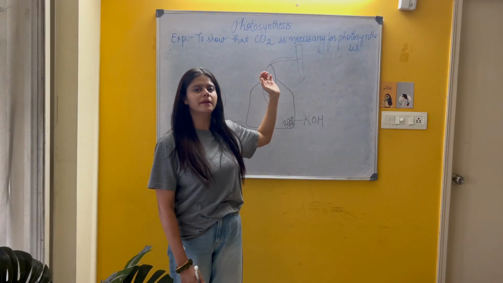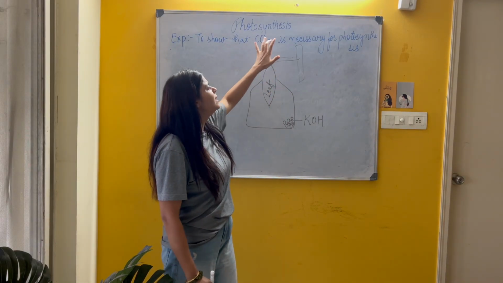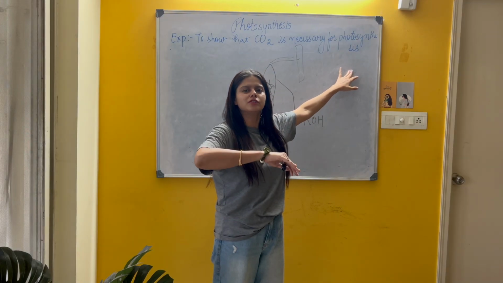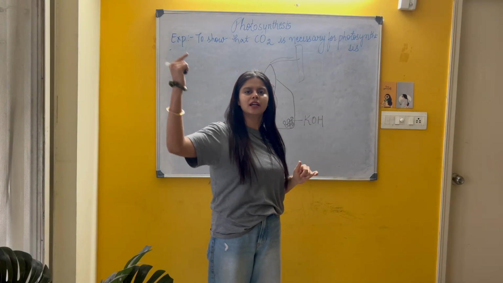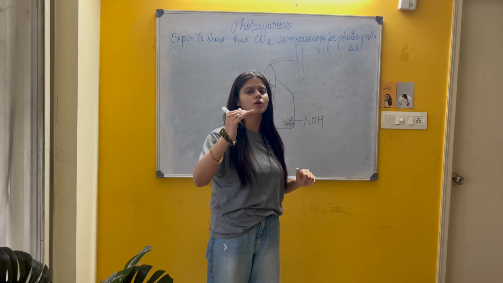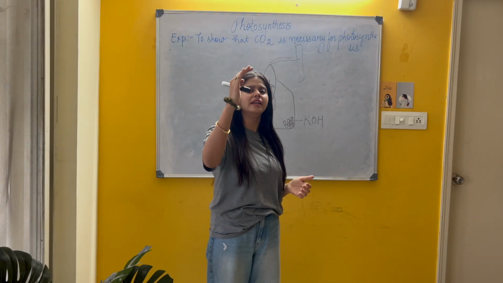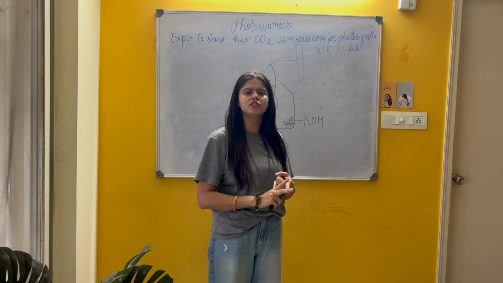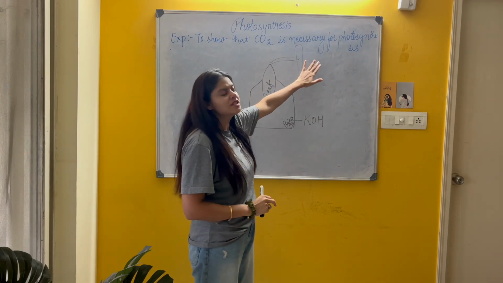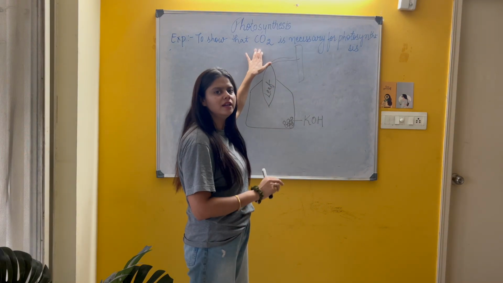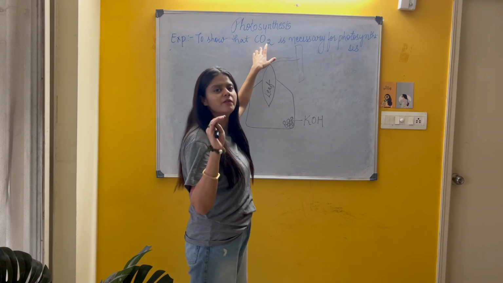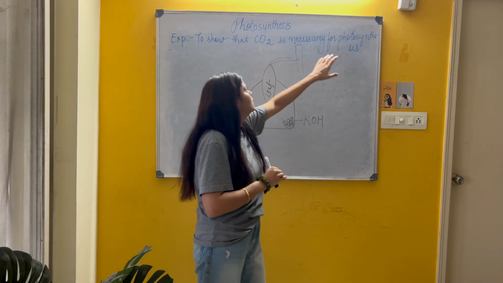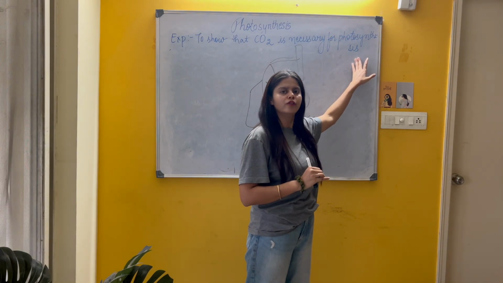The next experiment is to show that carbon dioxide is necessary for photosynthesis. You remember the reaction for photosynthesis? Carbon dioxide taken from atmosphere, water from the soil, in the presence of sunlight and chlorophyll. What were the products in photosynthesis? Glucose, oxygen and water. Can photosynthesis take place without carbon dioxide? No. Carbon dioxide is a very important reactant and without carbon dioxide plant cannot undergo the process of photosynthesis.